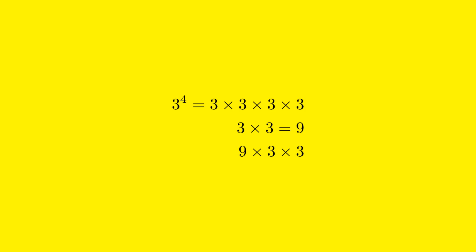Let's go ahead and calculate this step by step. Step 1, multiply the first two 3's. 3 times 3 equals 9. This changes our expression to 9 times 3 times 3. By breaking it down, we make it easier to solve and understand each part of the calculation.